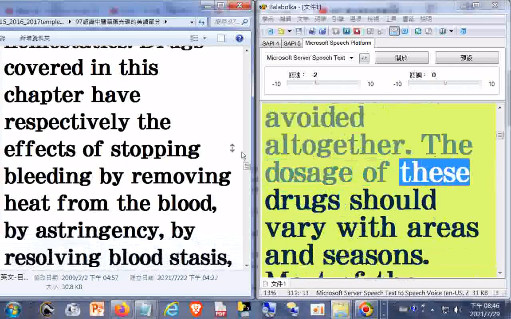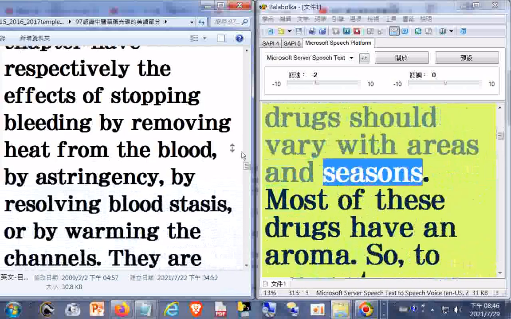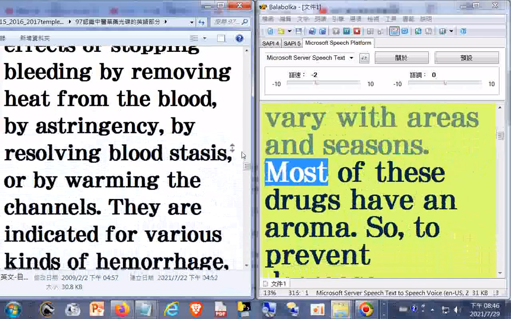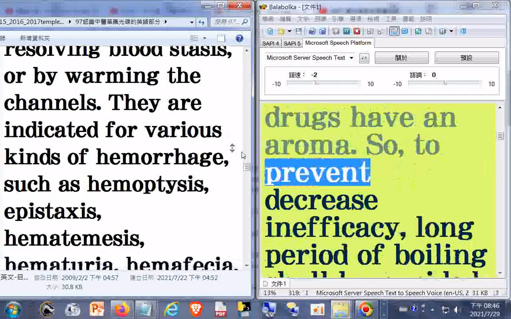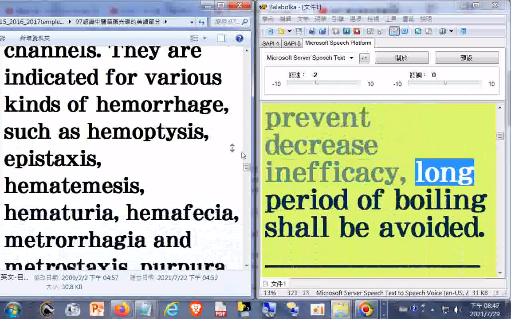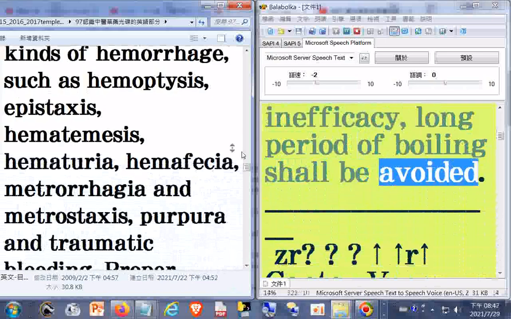The dosage of these drugs should vary with areas and seasons. Most of these drugs have an aroma. So, to prevent decrease in efficacy, long periods of boiling shall be avoided.